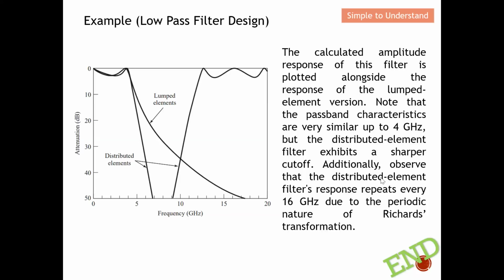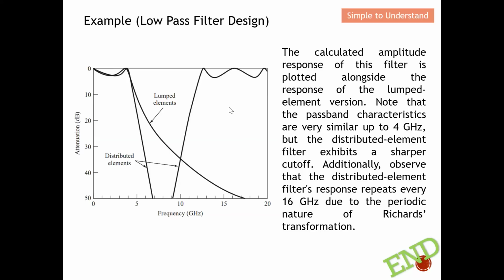Okay, additionally, observe that the distributed element filter response repeats every 16 gigahertz. Earlier on I told you that the cutoff is at 4 gigahertz. So after 16 gigahertz, it repeats again. This is because we make use of the Richards transformation. When we make use of the Richards transformation, the response is repetitive, or it has a period. Therefore we have another passband at the magnitude of the cutoff frequency again.